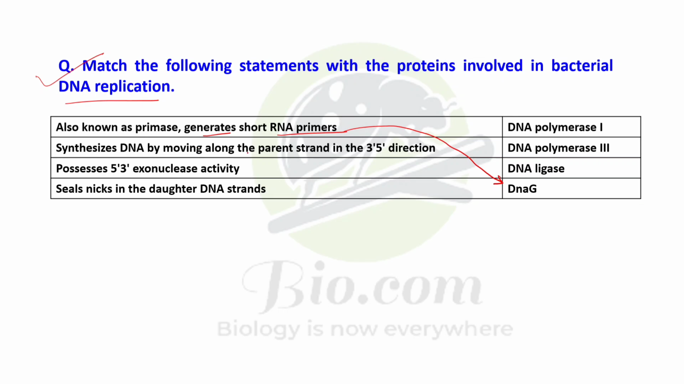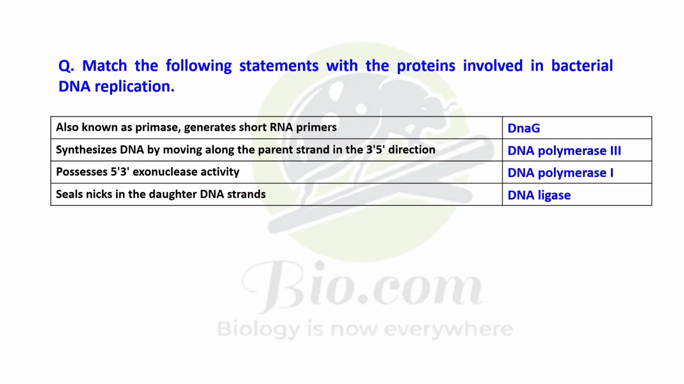Synthesizes DNA by moving along the parent strand in the 3' to 5' direction. So it is the DNA polymerase 3 which is responsible for this. Possesses 5' to 3' exonuclease activity, which is the activity of DNA polymerase 1. And what is responsible for sealing the nicks in the daughter DNA strand? It is the DNA ligase, which seals the gap by formation of a phosphodiester bond.